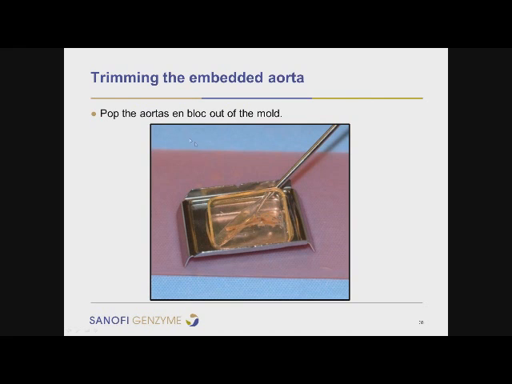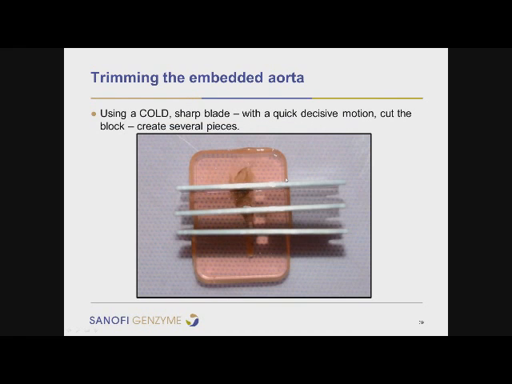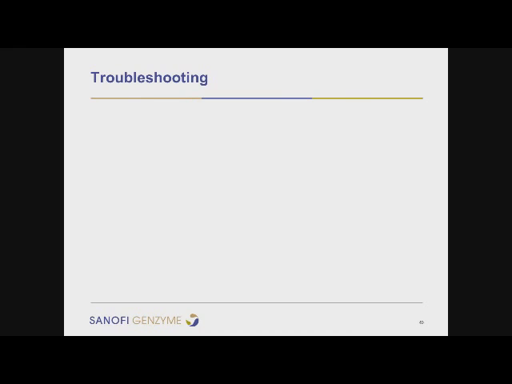So, trimming the embedded aorta, the next thing I need to do is pop the whole thing out. And you can see I'm using a little weigh spoon here to pop it out. And then I'm going to trim it using cold, sharp blades. So these razor blades I leave sitting in my ice, and I use a quick, decisive motion to cut the block and create several pieces.